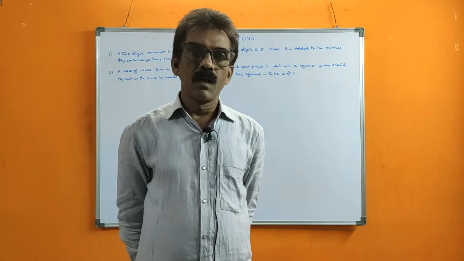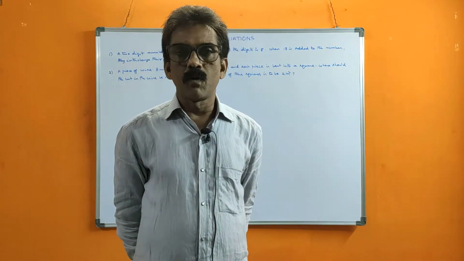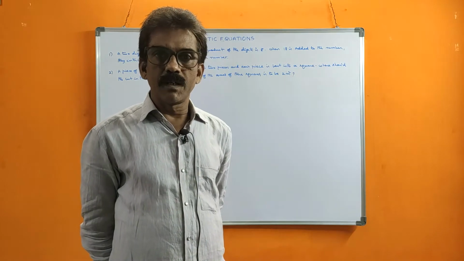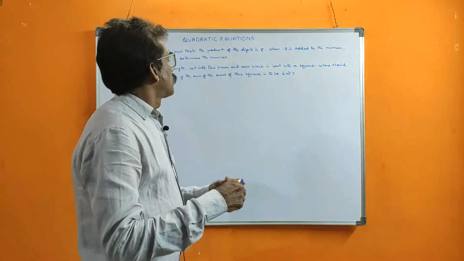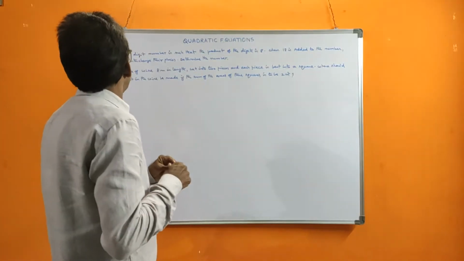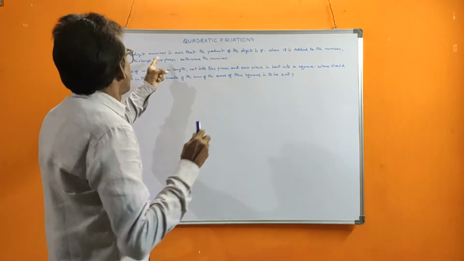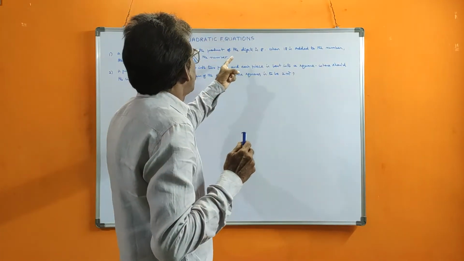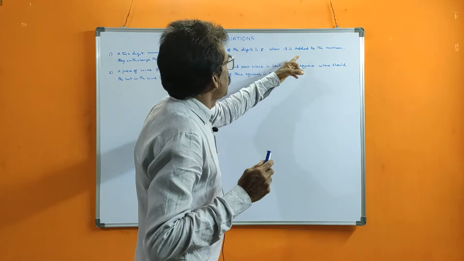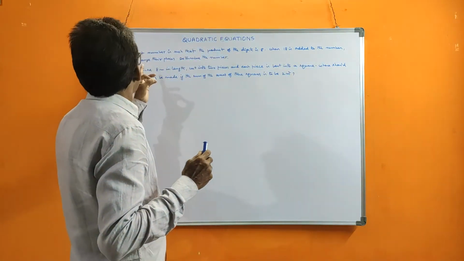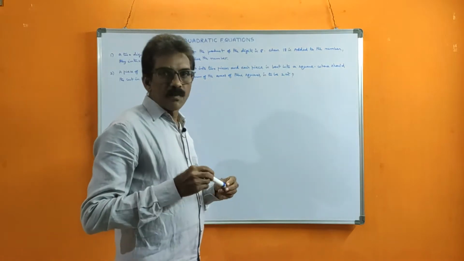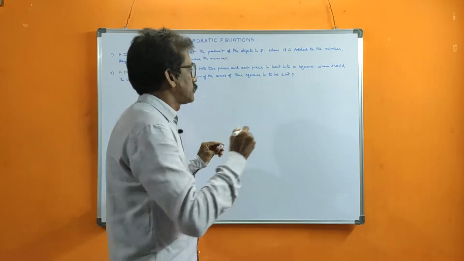In this video, I want to explain some more numerical problems on quadratic equations. The first problem is: a two-digit number is such that the product of the digits is 8. When 18 is added to the number, the digits interchange their places. Determine the number.